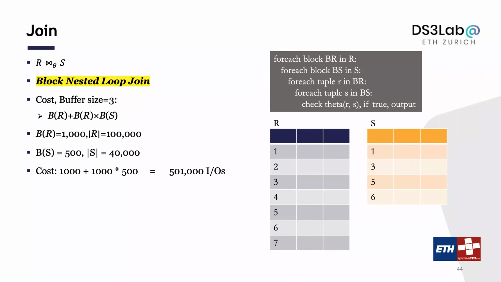For block nested loop join in this case, compare that with the nested loop join that we have, which actually takes 50 million IOs. So as you can see, we are so much faster. We are two orders of magnitude faster by simply reading in this block-wise way.